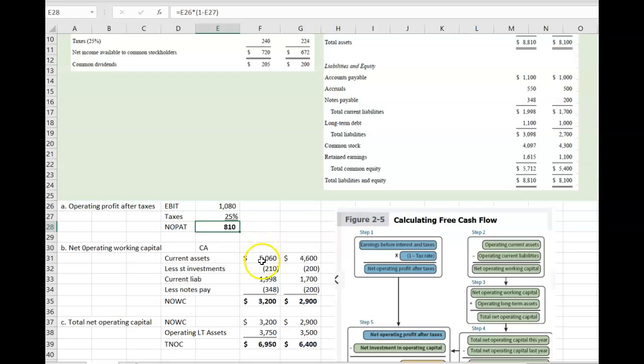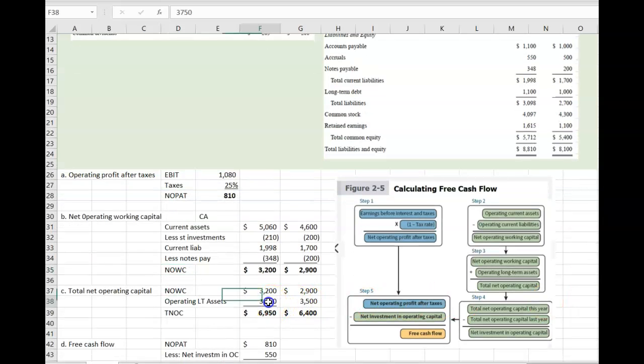Okay, so if we list those, the current assets less the short-term investments that are a component of it, the current liabilities less the notes payable, we can just see the calculations there. It's just addition and subtraction. Then you go on to step 3: take the net operating working capital, which we just calculated. That's what NOWC stands for. And add in the operating long-term assets.